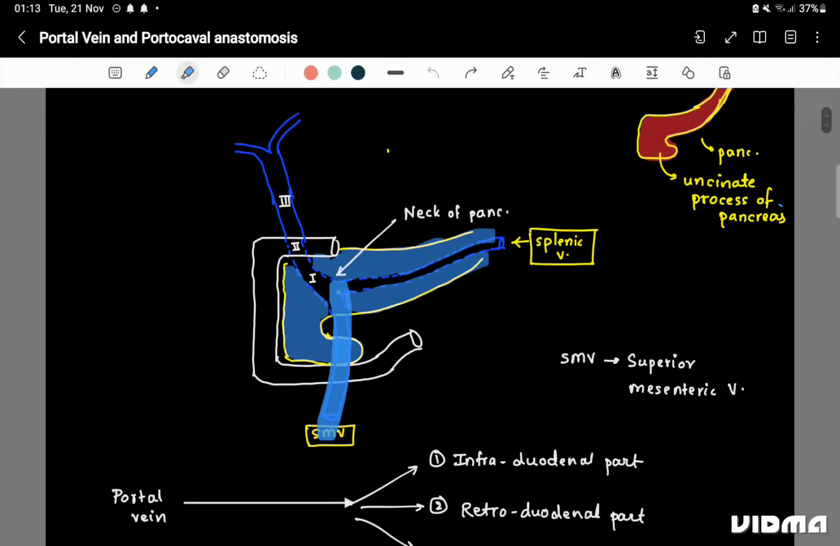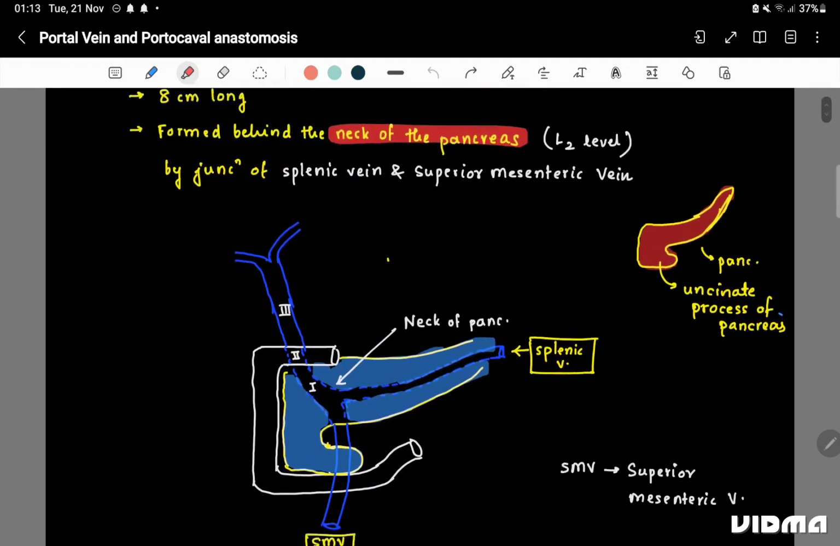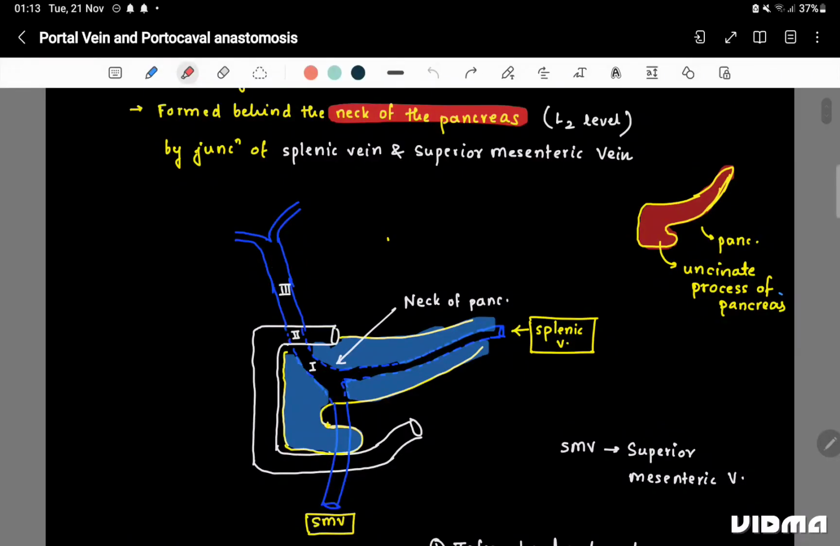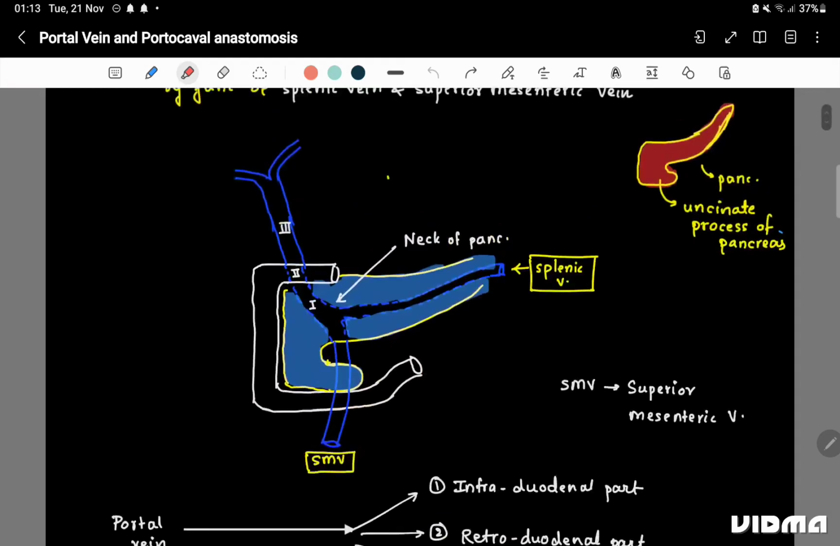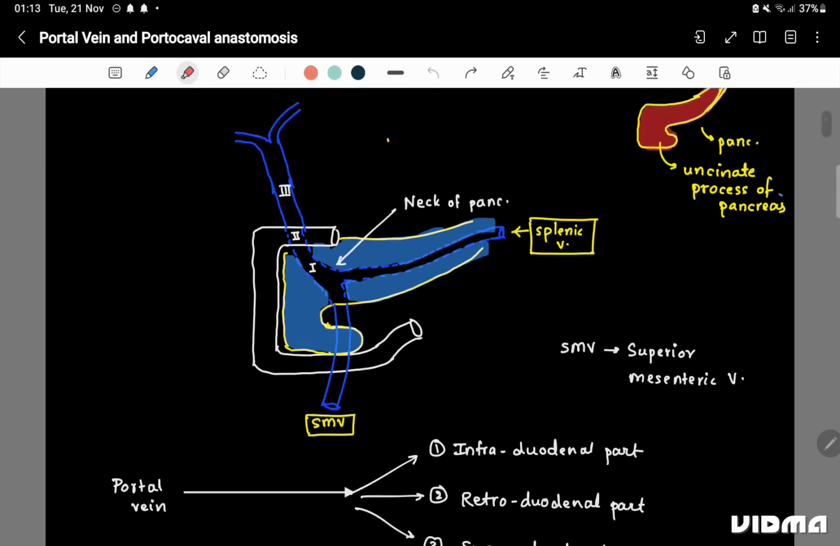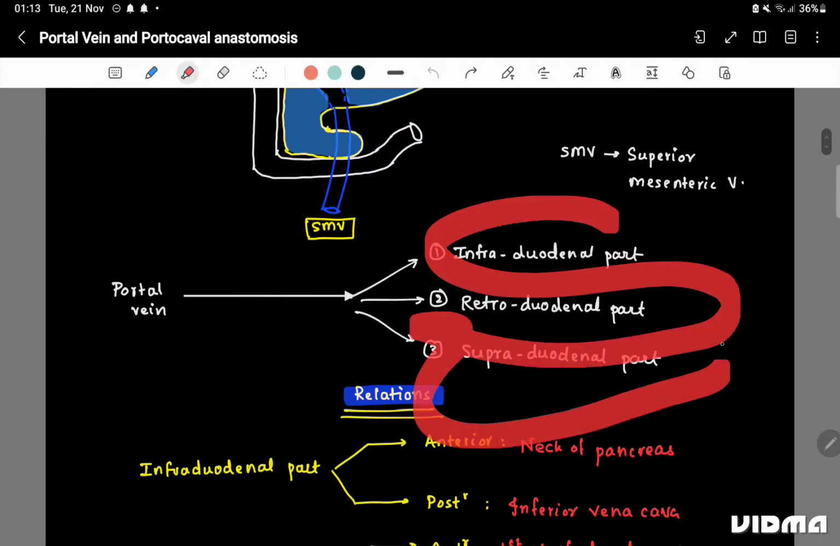So the superior mesenteric vein will come from here. This is the superior mesenteric vein, and let's take some other color. Yes, red. Superior mesenteric vein from this part, and splenic vein from this part, and both join at the L2 level, neck of the pancreas, and form your portal vein. This portal vein has three parts, that is the infraduodenal part, the retroduodenal part, and the supraduodenal part. This is the infraduodenal part, the part posterior to the duodenum is the retroduodenal part, and the part which is above is called the supraduodenal part. Infra, retro, and supraduodenal parts.